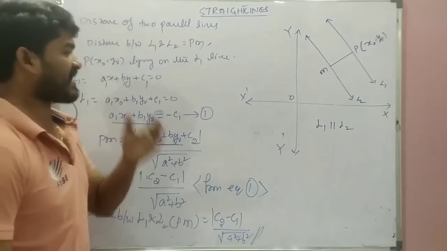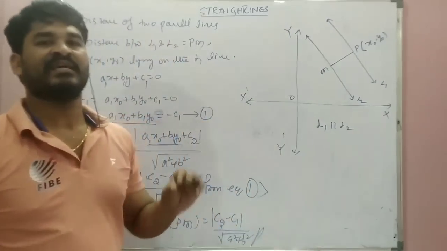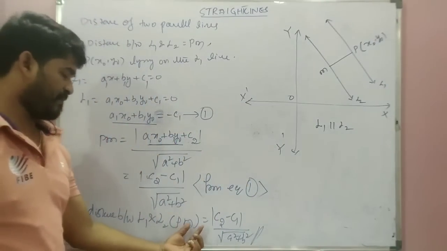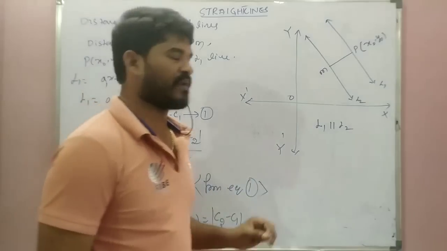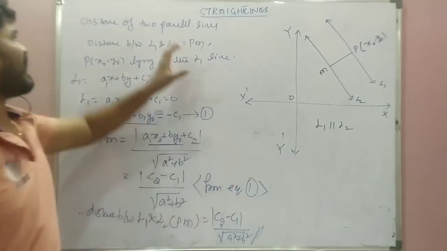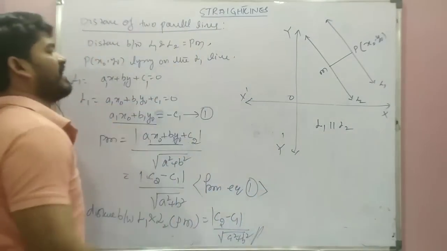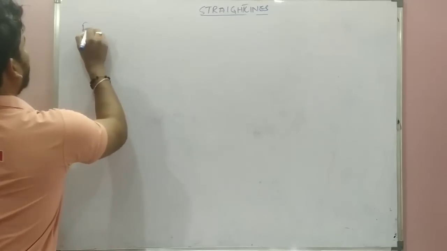This is the condition whenever two parallel lines are given on the x comma y axis. The distance between the two parallel lines, PM, is equal to mod of c2 minus c1 divided by root of a square plus b square. This is the condition whenever the distance of two parallel lines is asked on the x comma y axis. It is the foot of the perpendicular.